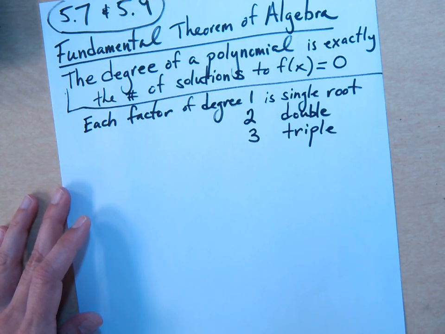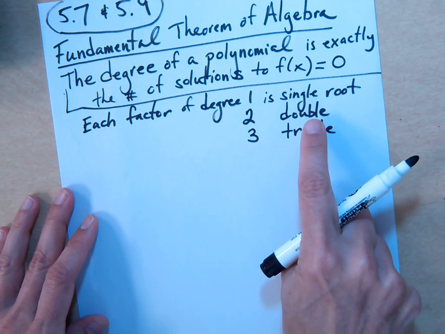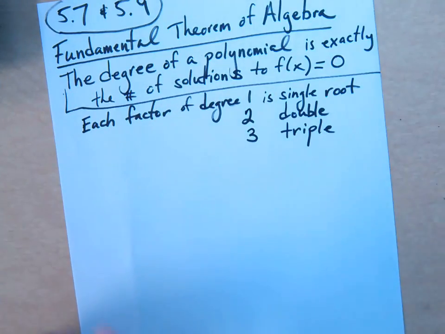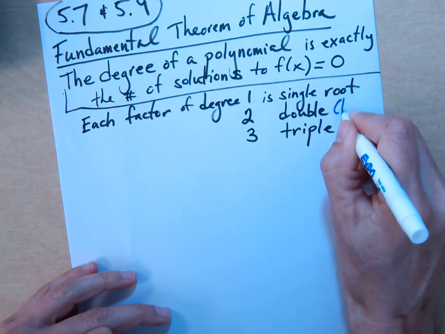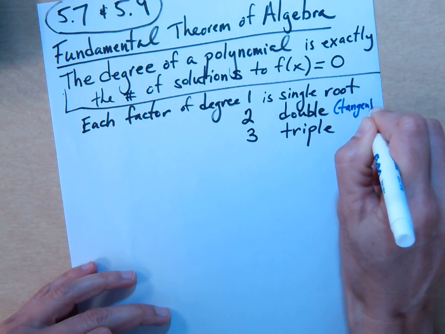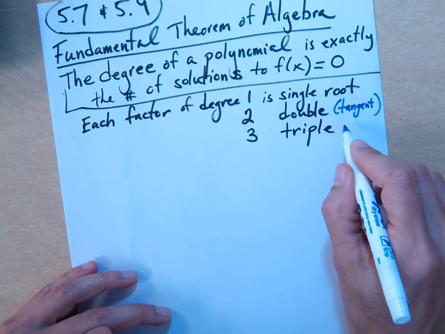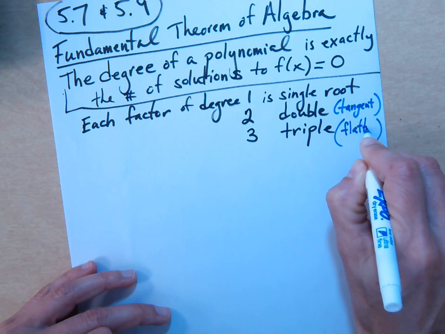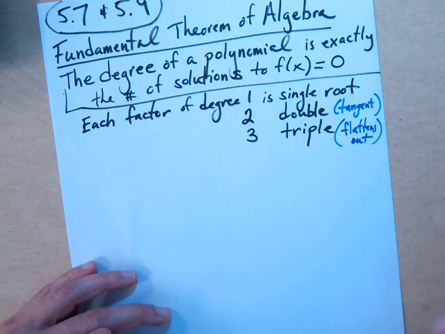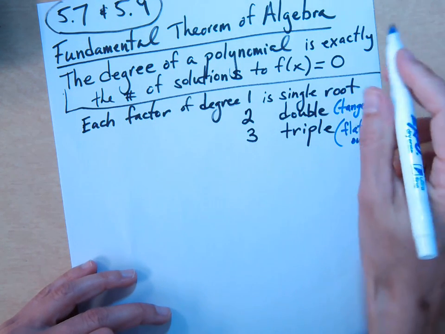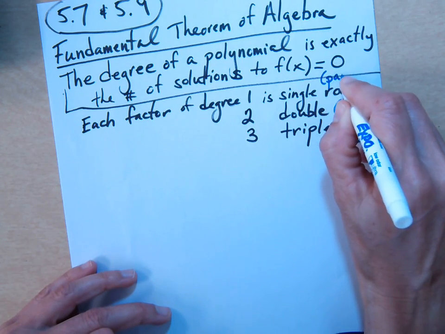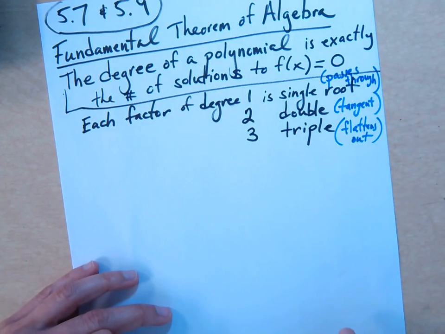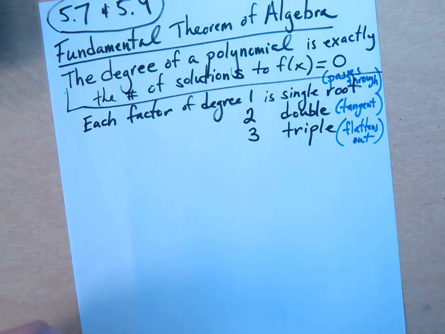The double root looks like it's tangent to the x-axis; it just bounces off or touches. So the double root is tangent. I'll show you in just a second with examples. The triple root flattens out, but it still passes through, just like y equals x cubed. And the single root just passes on through like normal, through the x-intercept like that. The double root is tangent, the triple root flattens out.